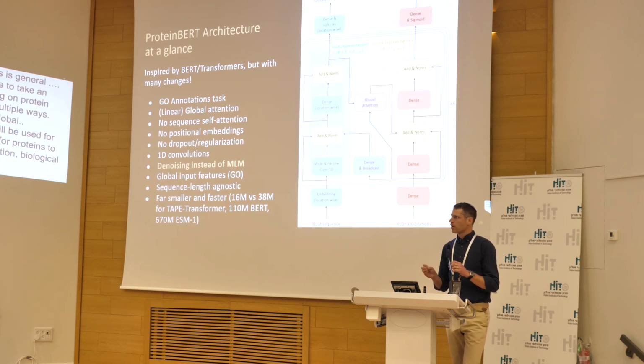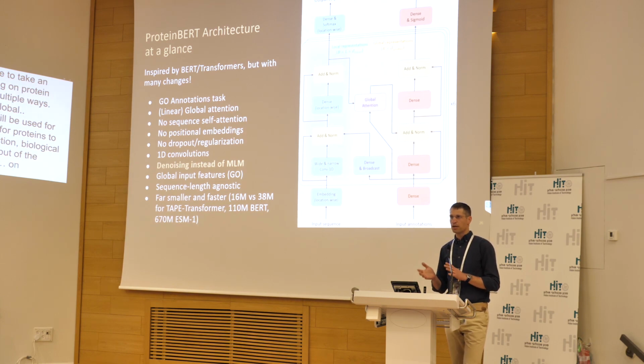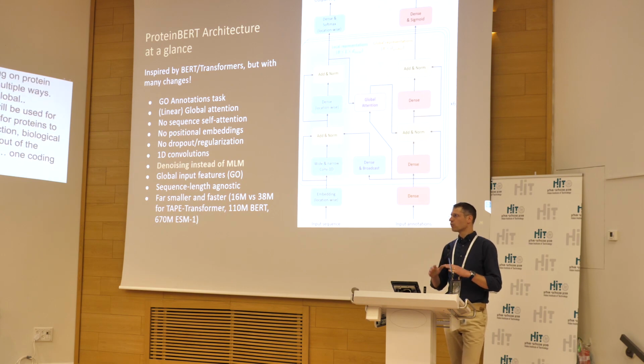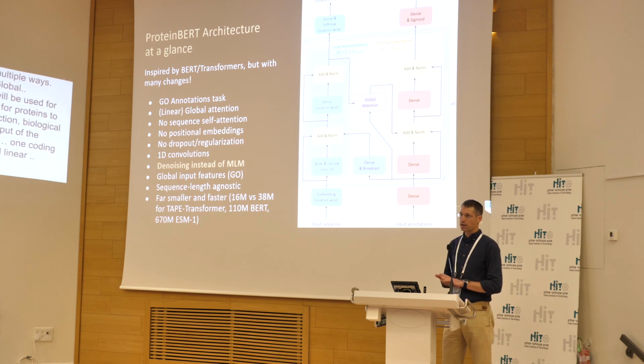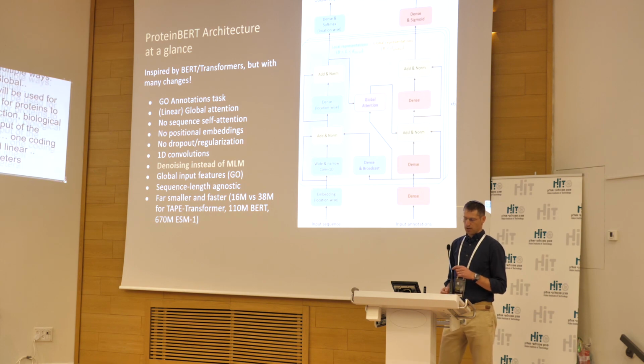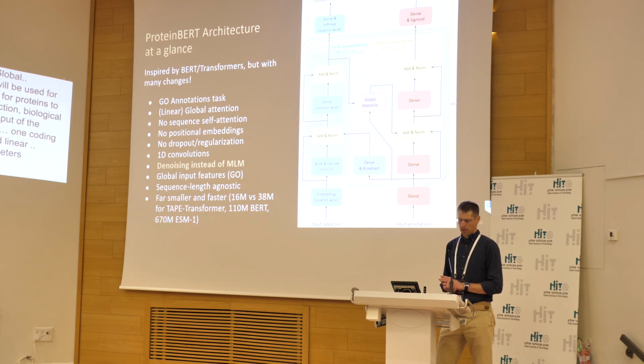So the sequence was input as is. The global annotations were added to the model as a one-hot encoding. So we used about 9,000 different GO annotations. We look only at common annotations. We used linear attention, okay, which reduced the number of parameters dramatically, because usually in BERT you use quadratic attention.